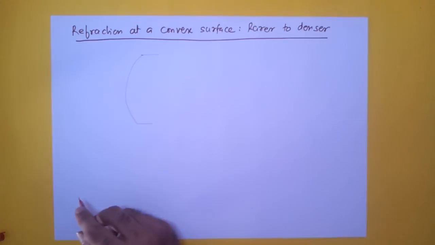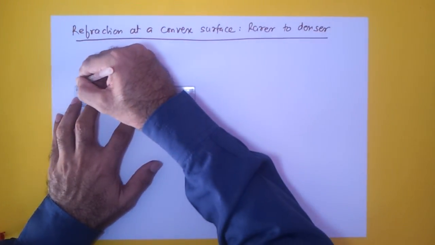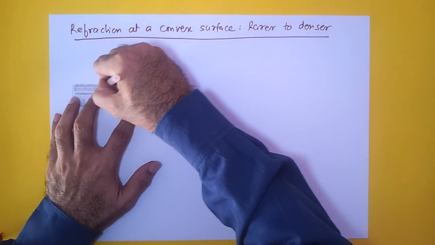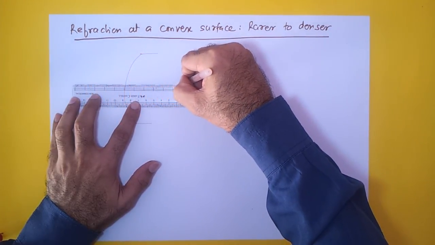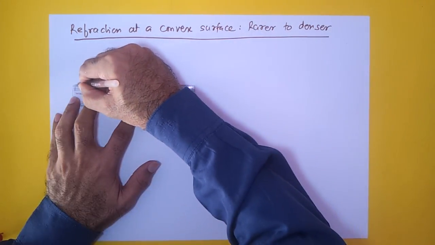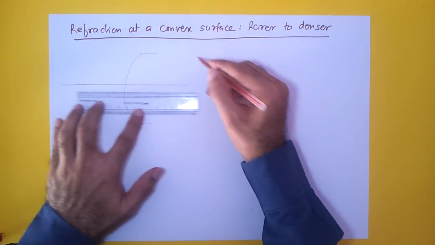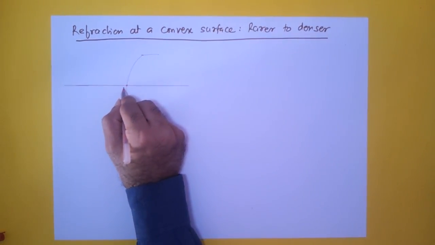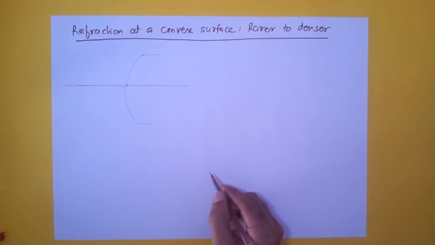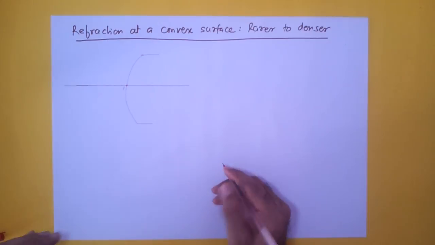and let us say this is the principal axis. I am using a different pen over here so that I am able to draw sharp lines and able to show angles very clearly. Maybe this is the principal axis of this particular object, and as you know, this will be point P, and let us say a ray is incident on this convex surface.